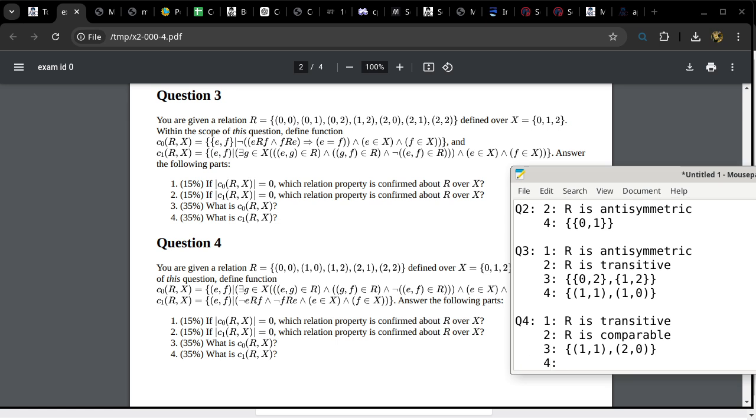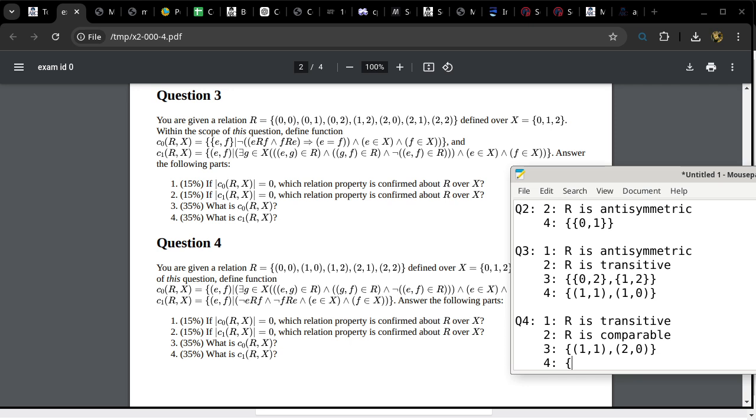And then for part 4, we have (2, 1) or (1, 2). You know, either way is fine because they're in a set. (1, 2) in a set is the answer because we have (1, 2) and we also have (2, 1) in R. Because both of them are in R, R is not antisymmetric. So R is not antisymmetric because of the elements 1 and 2. Oh, this one is, you're correct. This one is about comparable.